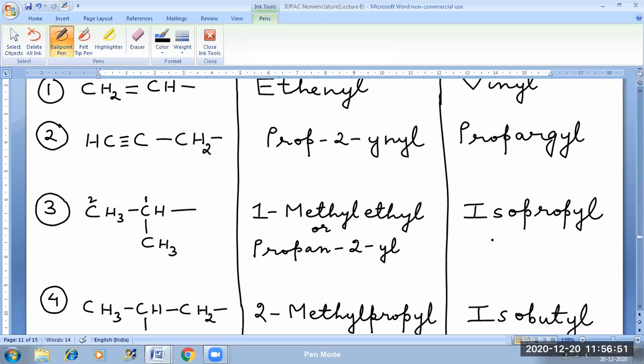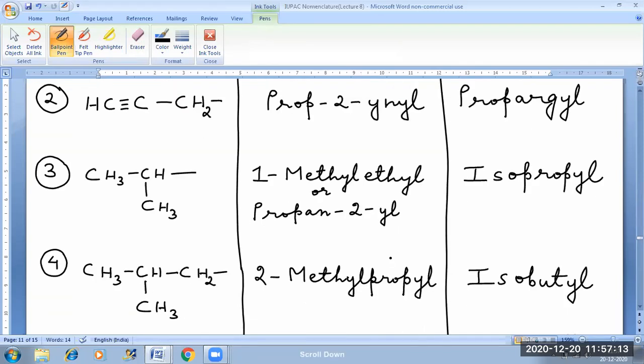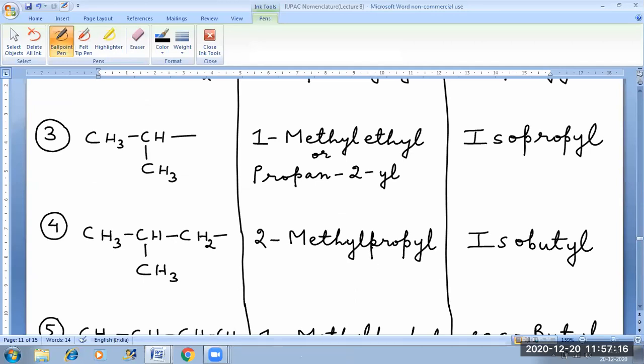So these are different names for the same substituent. You should know the different names because in options, if you find isopropyl, you may get confused because you know only this. That is why I've given you the alternative names as well. Similarly, the fourth one is again a complex substituent which we have learned earlier as 2-methylpropyl. That's correct. But also it is called isobutyl. So you should know the alternative names to these substituents.